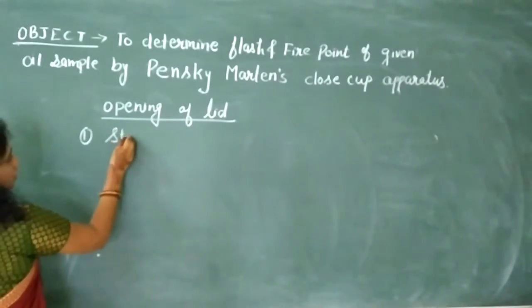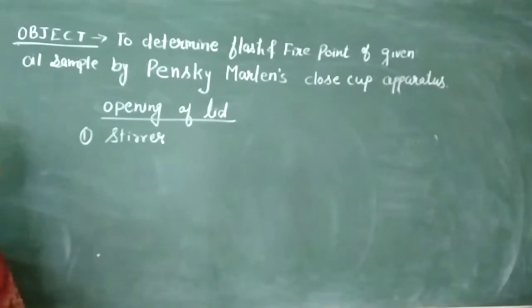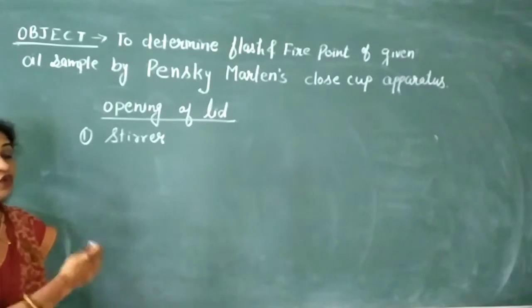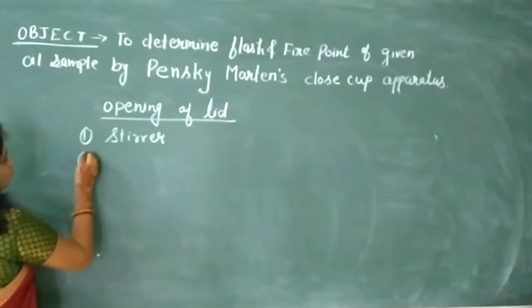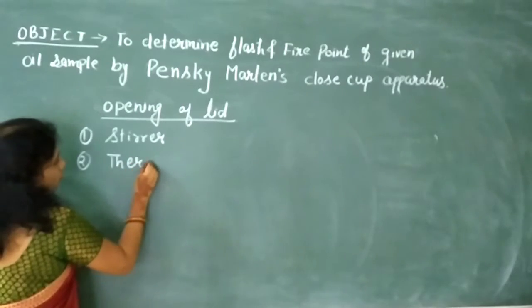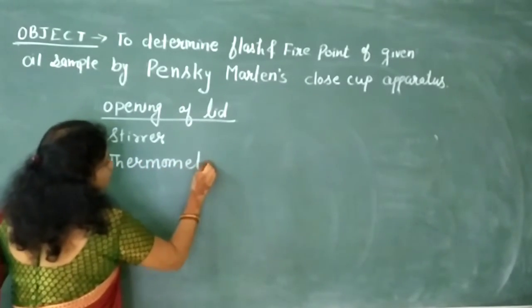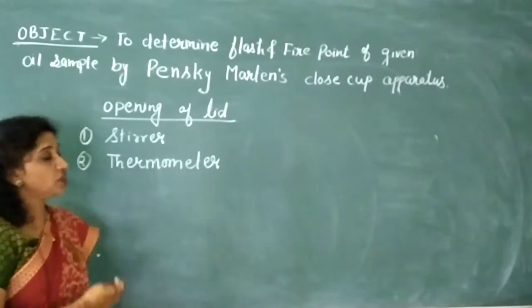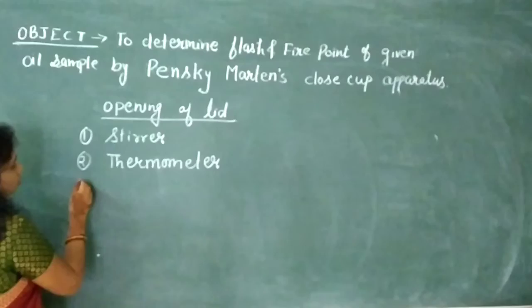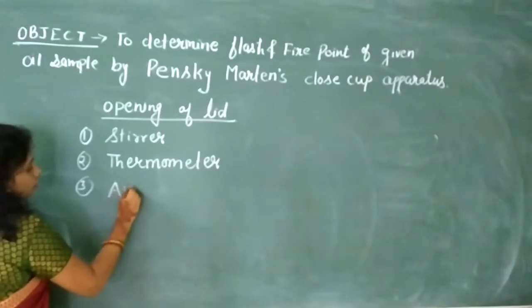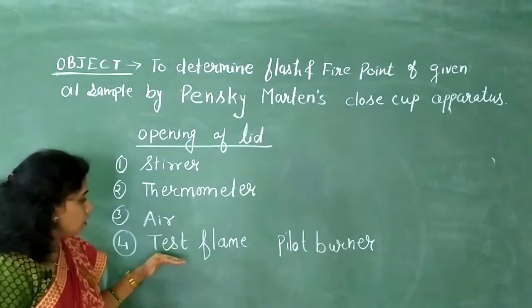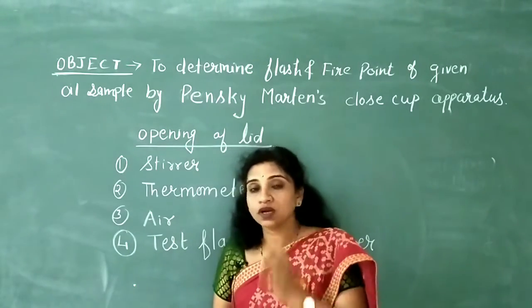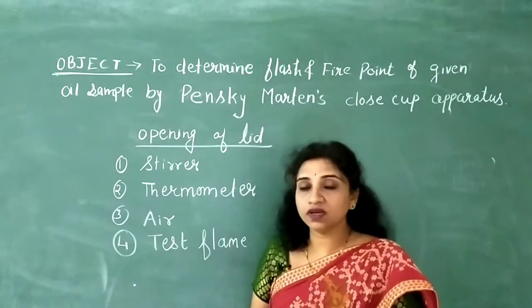One is for the stirrer, so by this stirrer we can maintain the uniform temperature of the oil. Second, for the thermometer, so by the thermometer we can measure the temperature of the oil and then determine the flash and fire point. Third opening is for air. Fourth opening is for the test flame. The test flame is necessary for burning or ignition of the oil vapors.